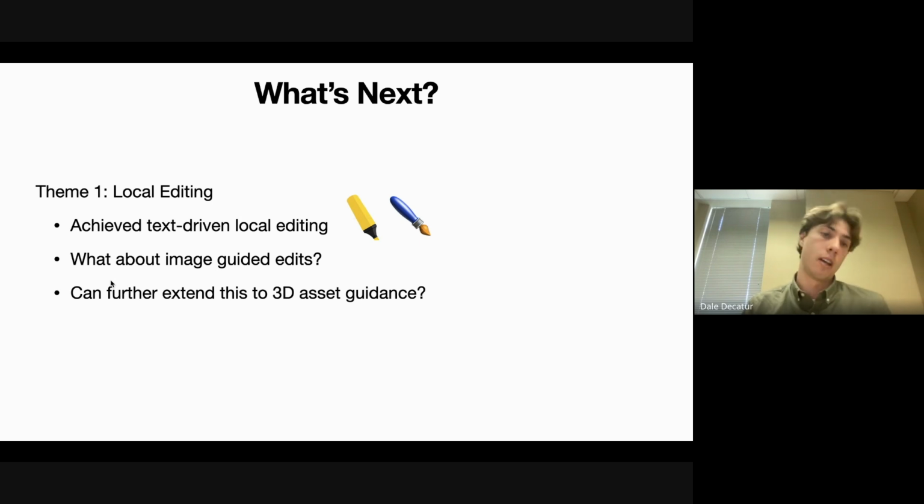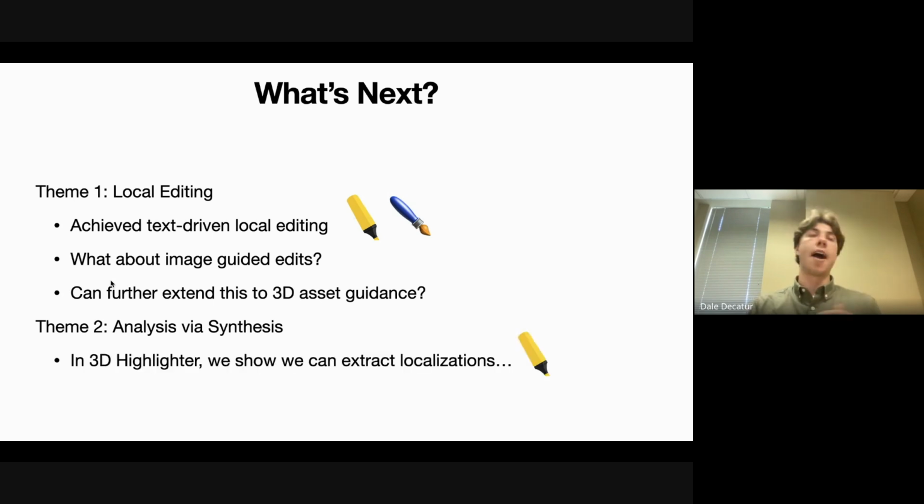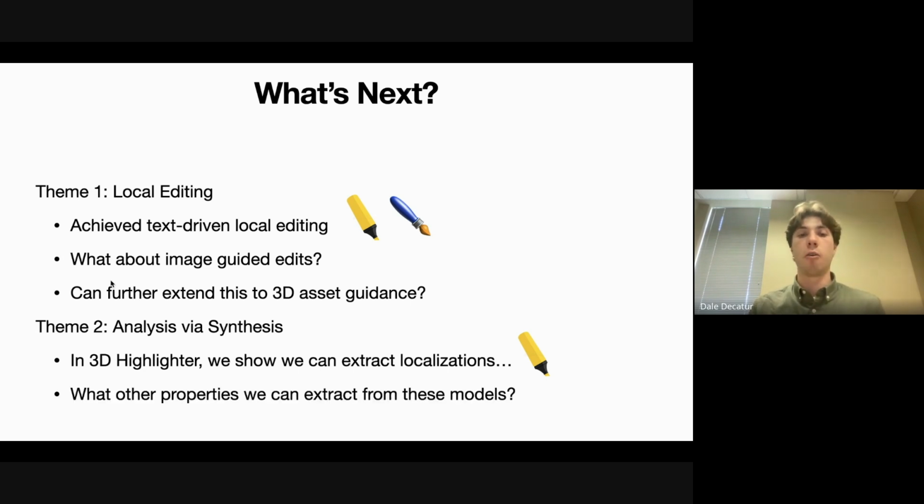your optimization. And then one of the other themes has been analysis via synthesis. So in the case of 3D highlighter, we're showing that we're using this generative process to extract localization understanding from the model. But these models are very powerful. So I feel like there are probably many things other than just localization that these models are able to do that you might be able to extract in the future. So what other properties can we extract from these models is an interesting future question.